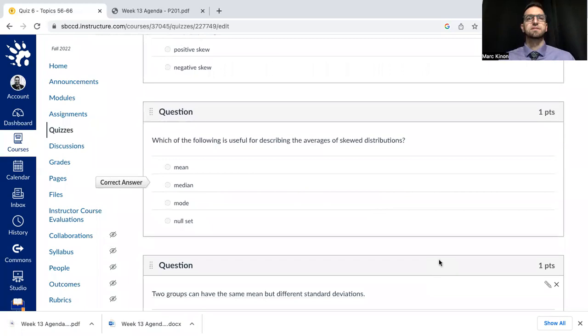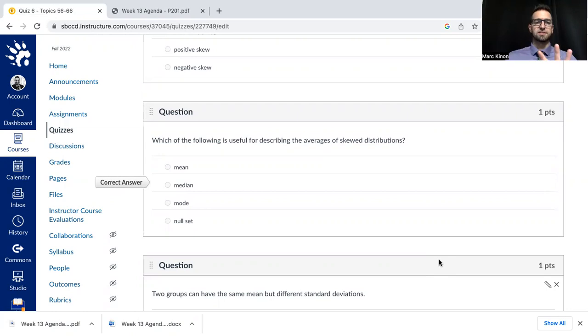Which of the following is useful for describing the averages of skewed distributions? This is the median, okay? So the mean is very reactive to large values. And you could test this, right? Okay.